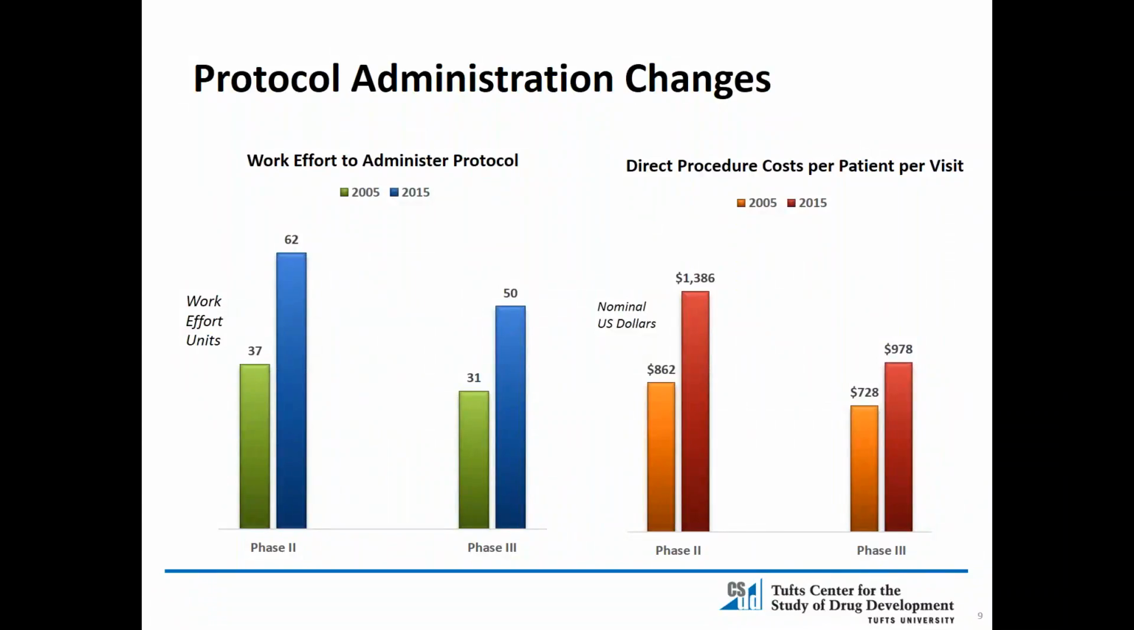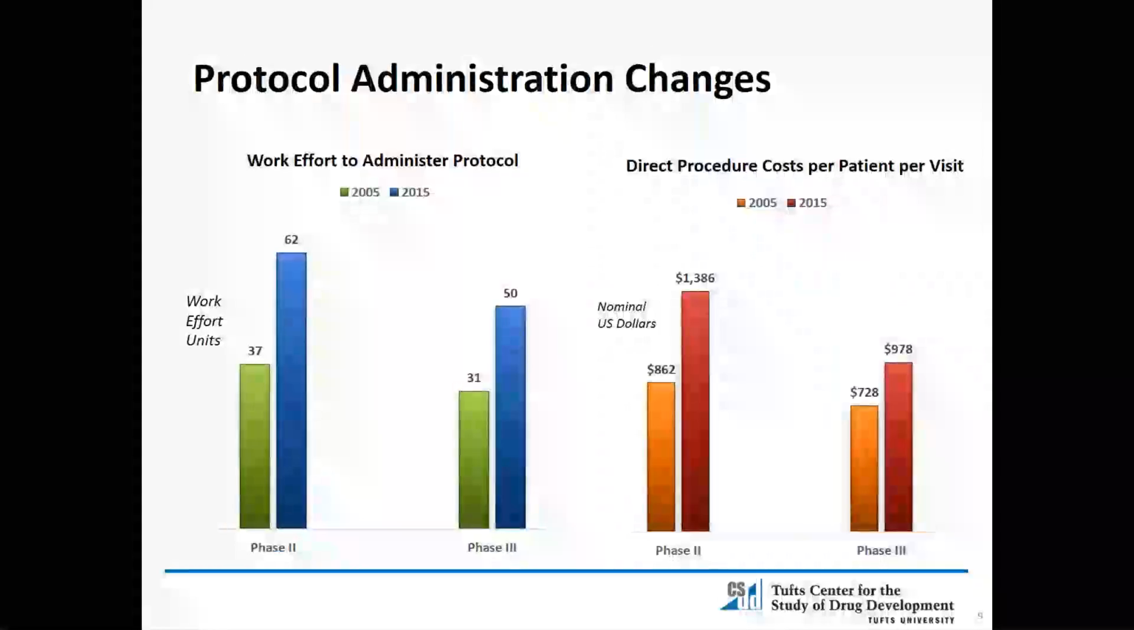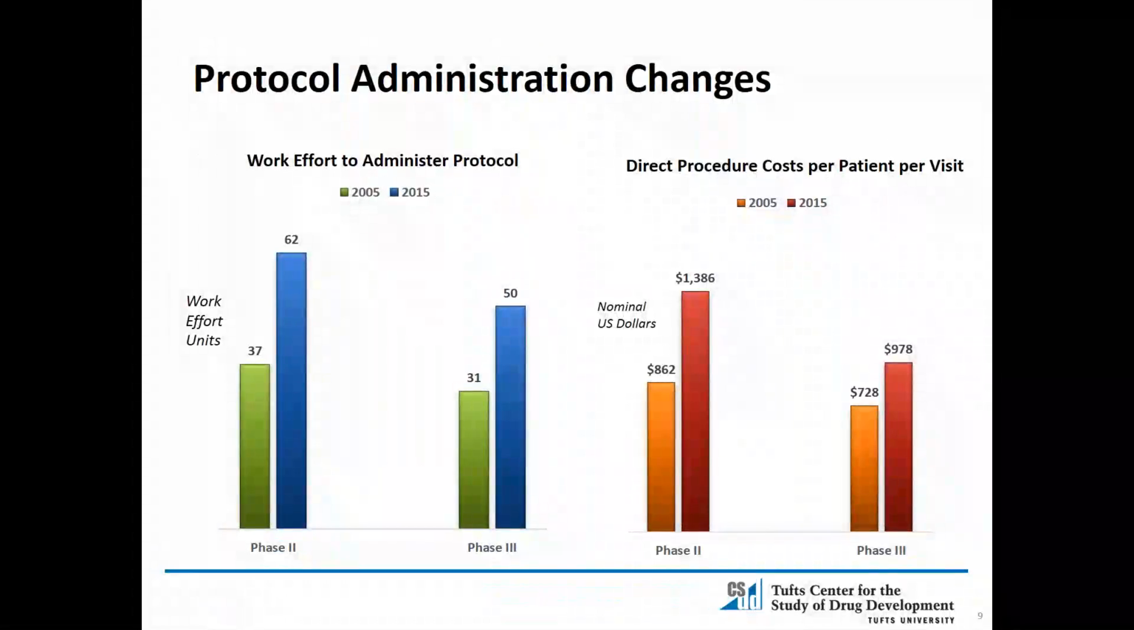On the right-hand side, you see the average direct total procedure cost per patient per visit. And this has grown considerably, even when we adjust for inflation. We're looking at real dollars. In phase 2, we still see a strong increase. Phase 3, a more modest increase.